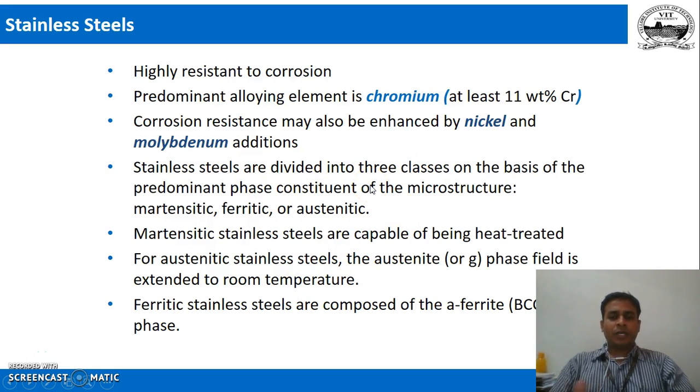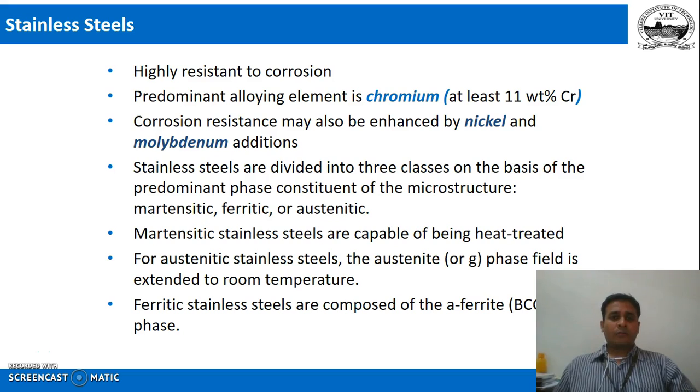Having understood various low carbon steels, medium carbon steels and high carbon steels, now let us try to understand various other types of steels. For example, alloyed steels, high alloyed steels such as stainless steels and so on. So the first very popular classification of steels in the alloyed steels category is your stainless steels.